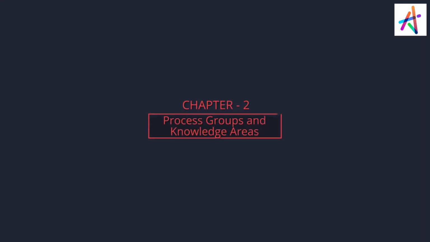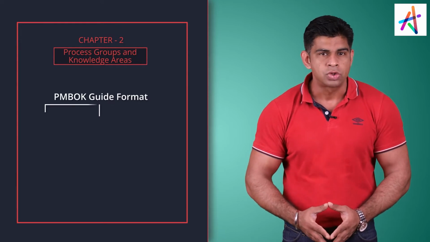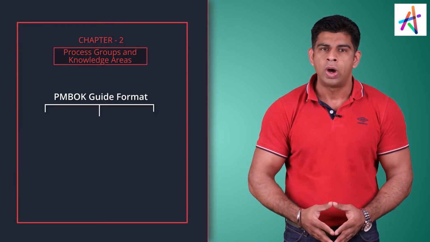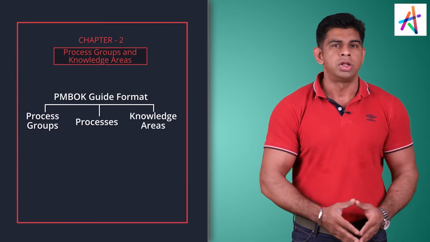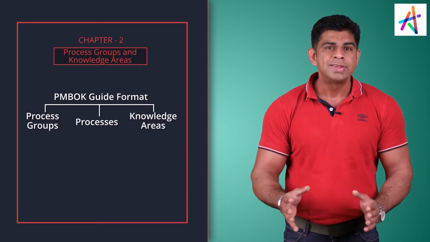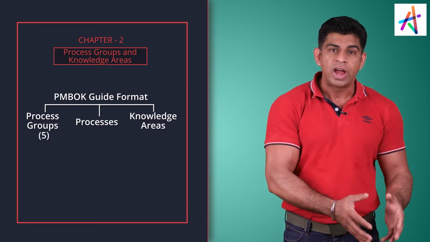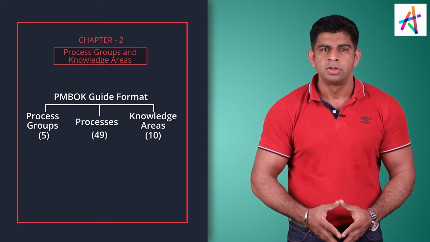Now let's get started with the format of the PMBOK guide. What is the format of the PMBOK guide? The PMBOK is divided into three sections: process groups, processes, and knowledge areas. That's the entire content that we have for PMBOK, right? This is structured into 5 process groups, 10 knowledge areas, and 49 processes.